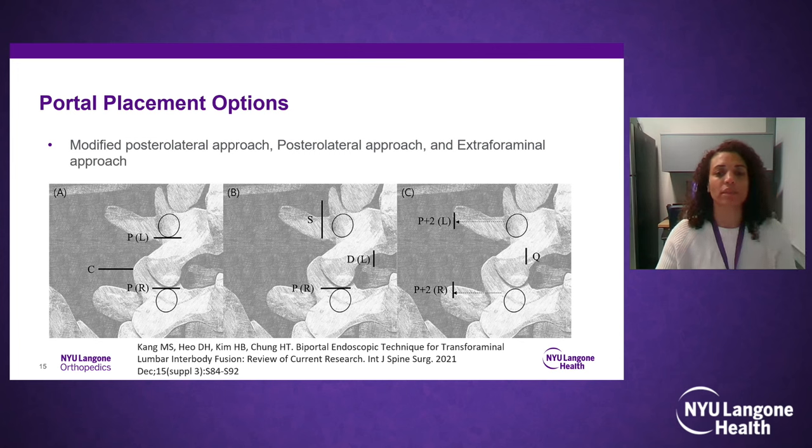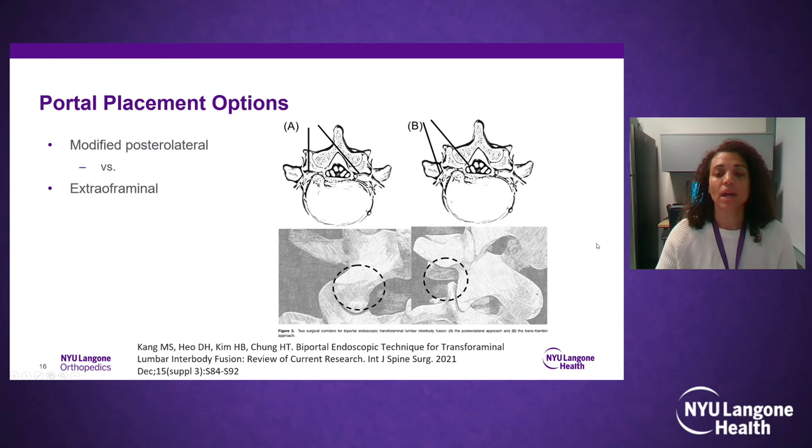So portal placement, there are a lot of options for how you do your portal placement based off the goals of what you're trying to look at. So this is just an article looking at the different described placements of the portal. And then you can see that you can have two portals, you can have three portals. You can have left, right, and then your camera portal. You can have your superior and inferior portal. You can put a medial portal. So there's lots of different options for placing your portals.